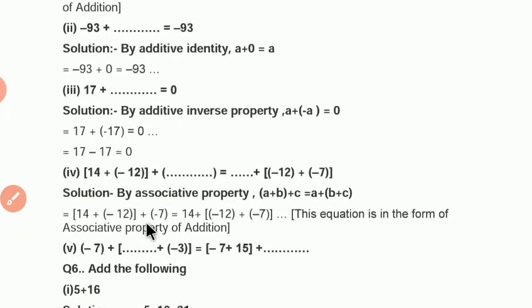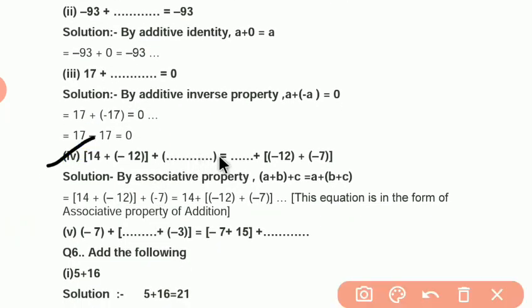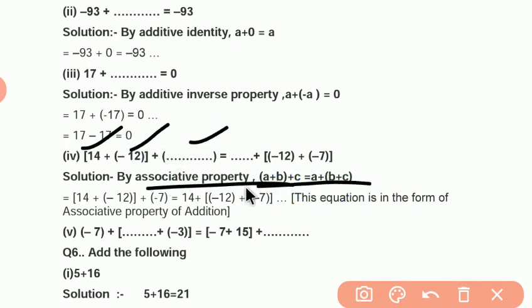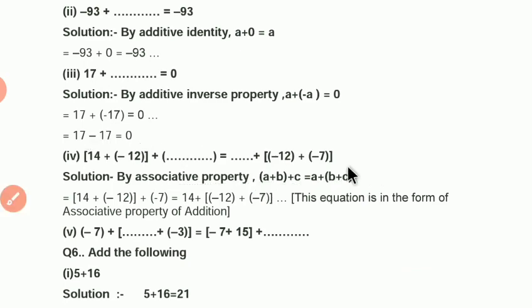Then the fourth one: 14 + (-12) + blank space is equal to, again a blank space is given, then + (-17) + (-7). Here you can see there are three integers given: 1, 2 and 3. It means the only property is the associative property, in which we use three integers. The associative property is (a + b) + c = a + (b + c). Only the bracket places are different here.